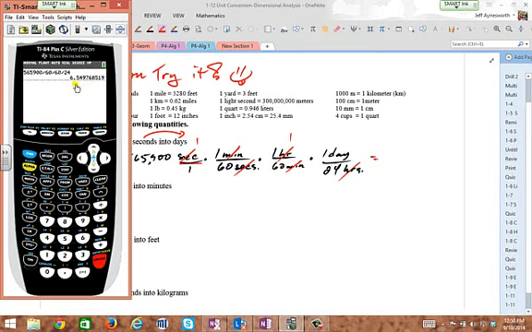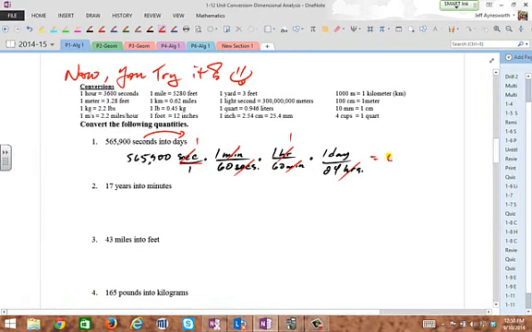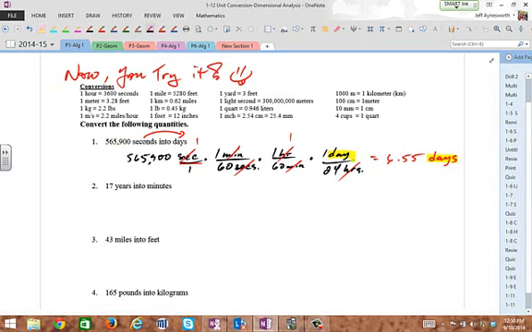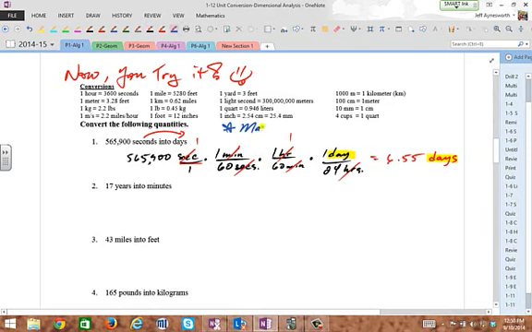And you get about 6.55 days, all right? 6.55 days. Why? Because that's our ending units right here. See, they match up. All the other units canceled out, and we end up with days. So roughly 6.5 days. There's 565,900 seconds. And that's how you do it. Make sure your units cancel out properly. That's a key concept. Let me write that down. Make sure the units cancel out properly.